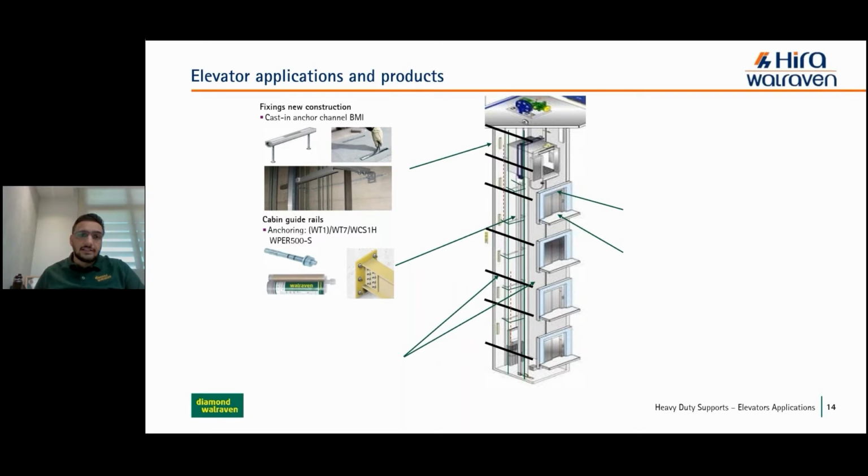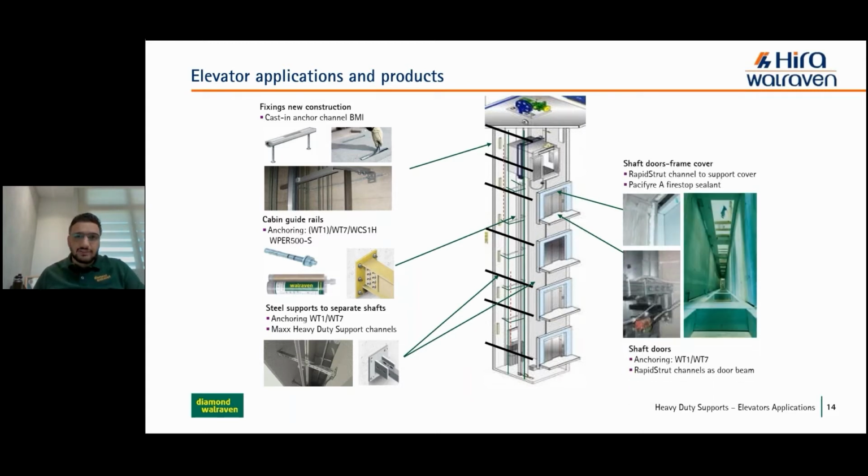For cabin guide rails, we have the anchoring system, and steel support to separate the shafts. This is the divider beam, and shaft door fixing, and some PowerStop products for sealing and closing the shaft. In this webinar, we'll be focusing on fixing the guide rails and the divider beam application.